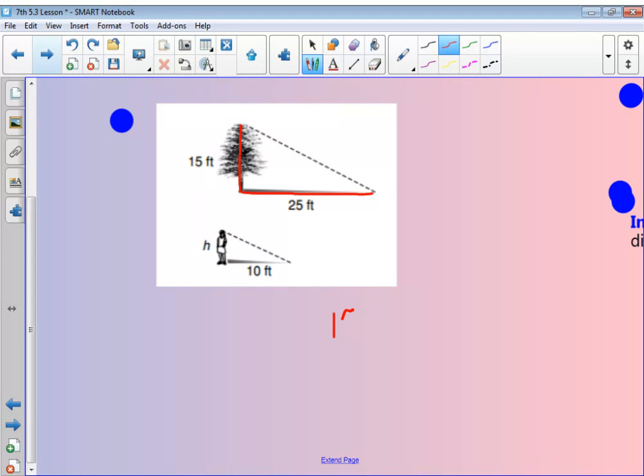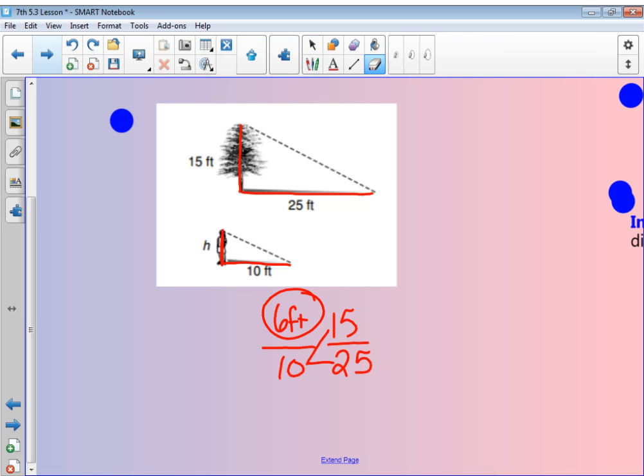So 15/25. And we don't know the height of the person, but we know their shadow is 10 feet. So the shadow was 10 feet. Cross, multiply, divide. So 15 times 10 is 150. Divided by 25 gives us 6. So this person was 6 feet tall.